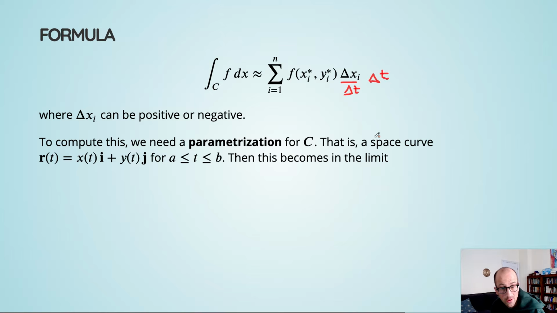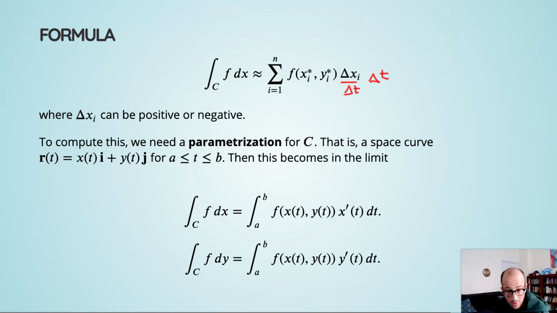So I just have delta x over delta t times delta t there, and you can see what happens as delta t goes to 0. This one will just be x prime, so how x is changing with respect to t. That's the only thing that shows up there. So again, skipping to the formulas here, you've got a curve c. It's a space curve. It's parameterized by x of t, y of t, as t goes from a to b.